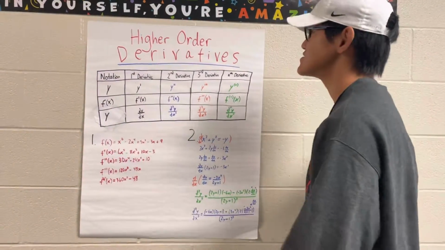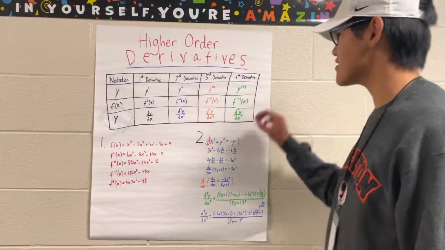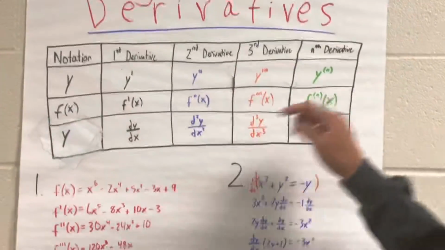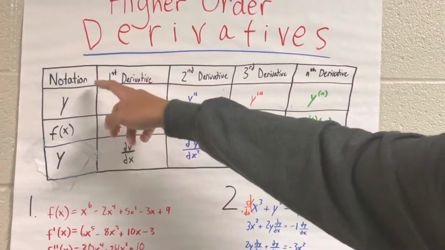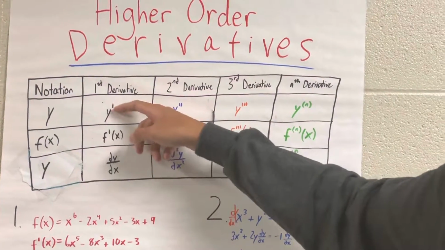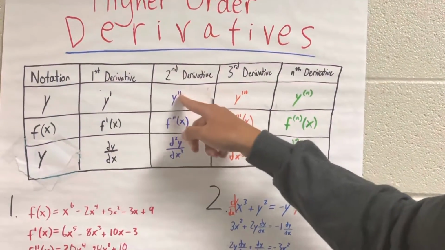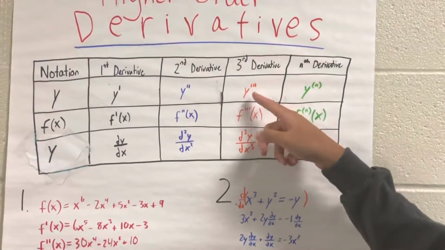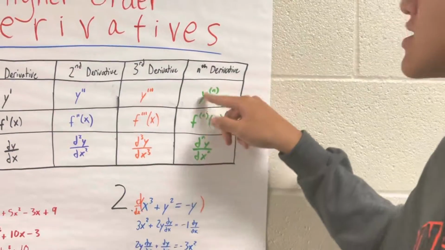So today we'll be talking about higher order derivatives. Right here in this chart we have the notations for y, f of x, and y in a different form. For the first derivative of y, we call this y prime, where there's just one apostrophe-looking line above it. For the second derivative of y, we call this y double prime. This one would be called y triple prime, and for the nth derivative, we would call this y to the power of n.